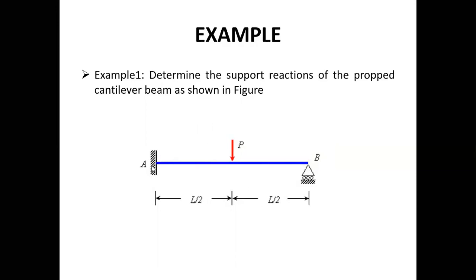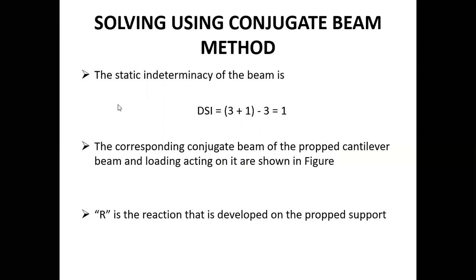In this case the length is L, and the point load P is acting in the middle of this span L. So the distance from A to this point load will be L by 2, and from point B to this point load will be L by 2 as well. So the static indeterminacy of the beam is 1, that is 4 minus 3 equals 1.